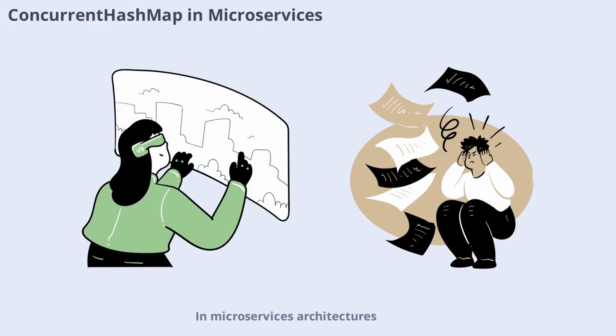In microservices architectures, services often need to share state or cache data efficiently. ConcurrentHashMap is a natural fit for these scenarios, providing thread-safe access without sacrificing performance. Its use in distributed systems highlights its flexibility and robustness.